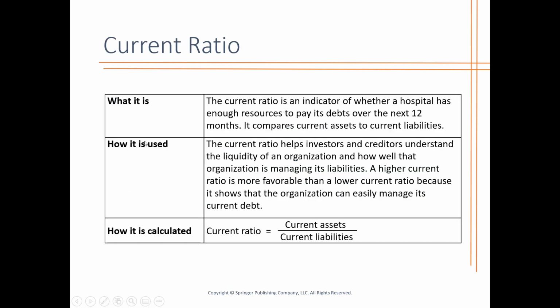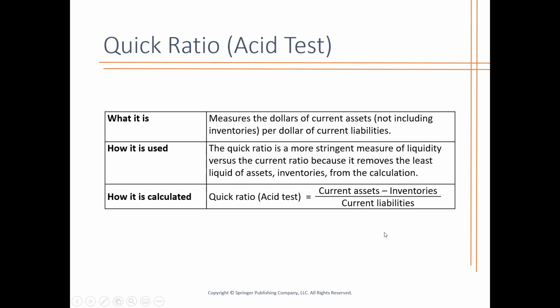So, a current ratio. The current ratio is an indicator of whether a hospital has enough resources to pay its debt over the next 12 months. It compares current assets to current liabilities. The current ratio helps investors and creditors understand the liquidity of an organization and tell how well that organization is managing its liabilities. A higher current ratio is more favorable than a lower one, and it shows the organization can easily manage its debt. It's calculated by dividing current assets by current liabilities. I'll walk through an example after we go through the slides.